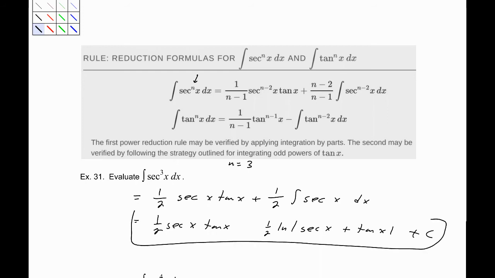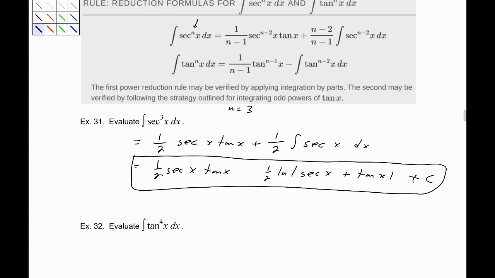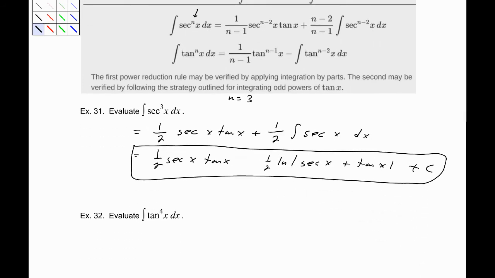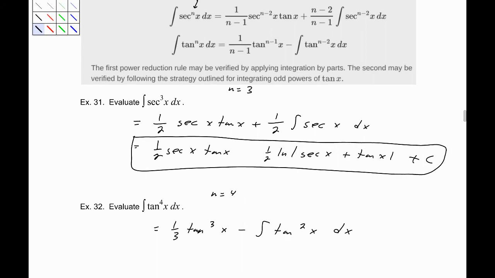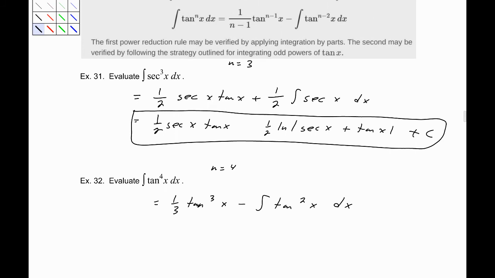That was a whole lot quicker than the way we derived it earlier. But using integration by parts sometimes does come in handy, so we have to be able to do it and be prepared to do it. Okay, tangent to the fourth, we're going to use this. Our n is 4. This is going to be equal to 1/3 tangent to the 3x minus the integral of tangent to the 2x dx. These actually come from our integration by parts formulas.